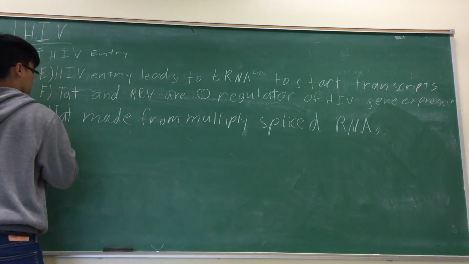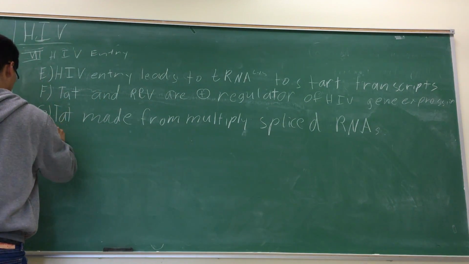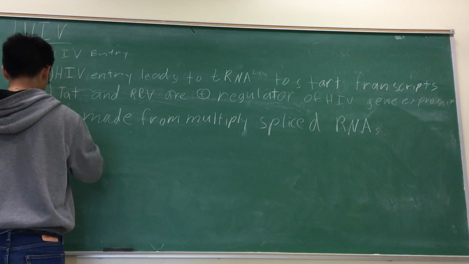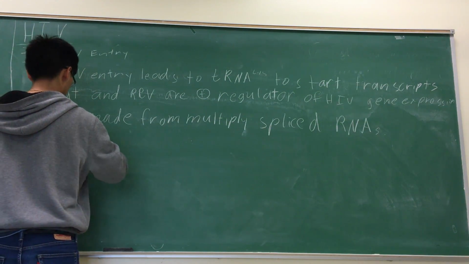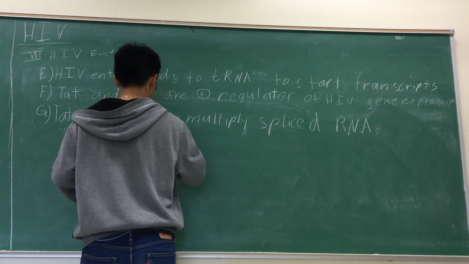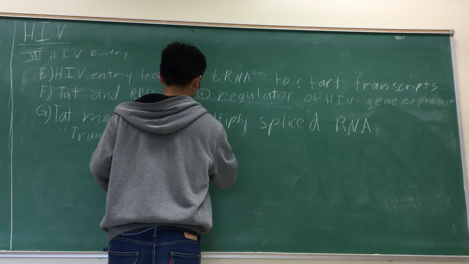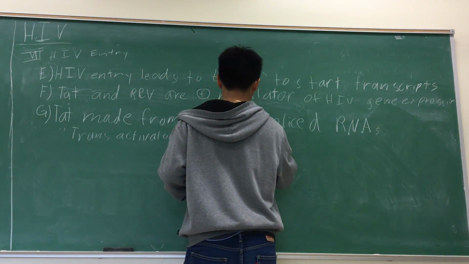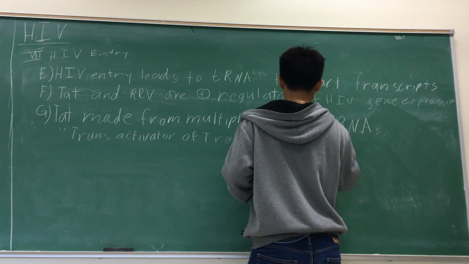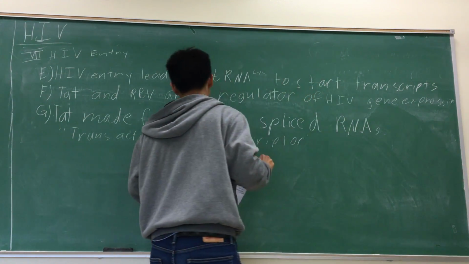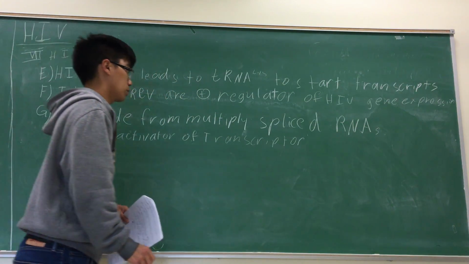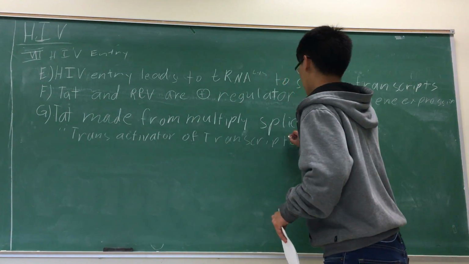TAT is made from multiple spliced RNAs. It stands for trans-activator of transcription. So a trans-activator is a gene that is external to the transcription factor gene, and it turns that on.